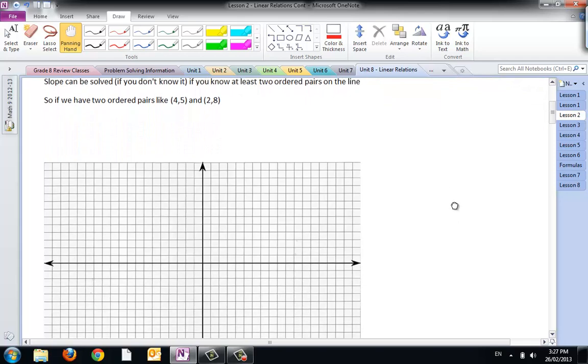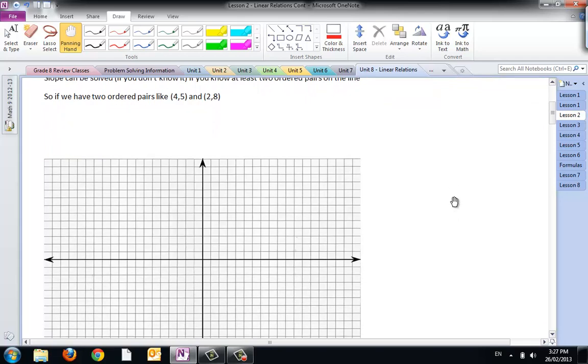So, as an example, if we have two ordered pairs like 4, 5, so I come over here and I go over 4 and I go up 5, and there's my 1 point. And the second one is 2 and 8, so that's the second one. And from that, I can plot a line. So I'm going to try to carefully draw through there, put arrowheads on that. And I can try to figure out what the slope of this line is.